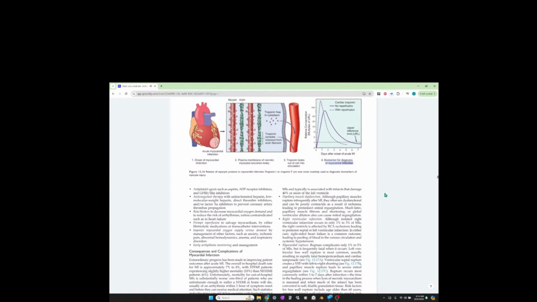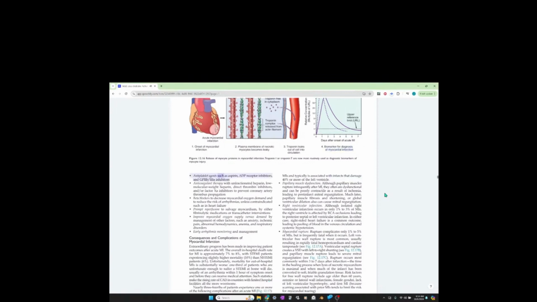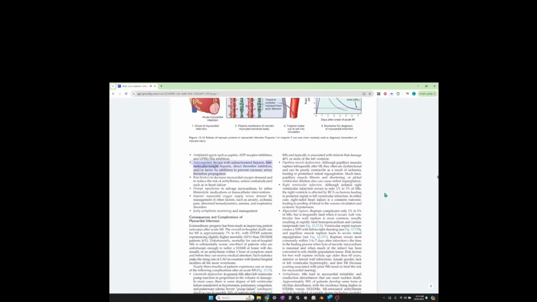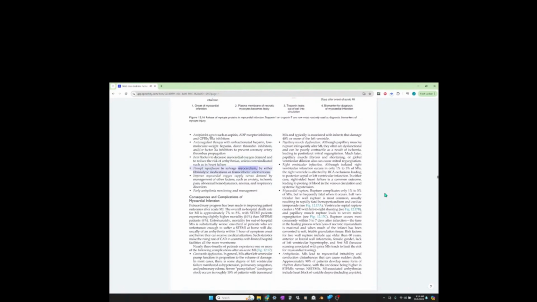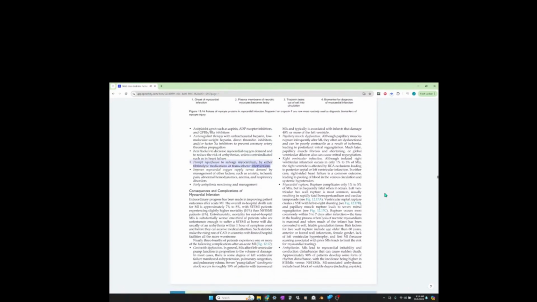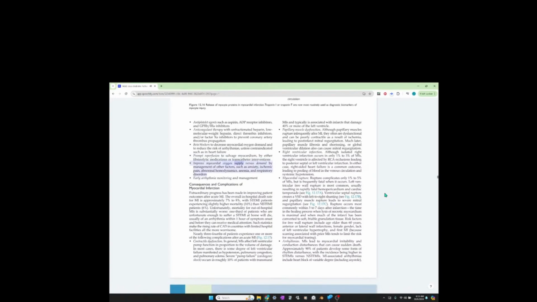Antiplatelet agents such as aspirin, ADP receptor inhibitors, and GPIIb/IIIa inhibitors. Anticoagulant therapy with unfractionated heparin, low molecular weight heparin, direct thrombin inhibitors, and/or factor Xa inhibitors to prevent coronary artery thrombus propagation. Beta blockers to decrease myocardial oxygen demand and to reduce the risk of arrhythmias, unless contraindicated such as in heart failure. Prompt reperfusion to salvage myocardium by either fibrinolytic medications or transcatheter interventions. Improve myocardial oxygen supply versus demand by management of other factors, such as anxiety, ischemic pain, abnormal hemodynamics, anemia, and respiratory disorders. Early arrhythmia monitoring and management.